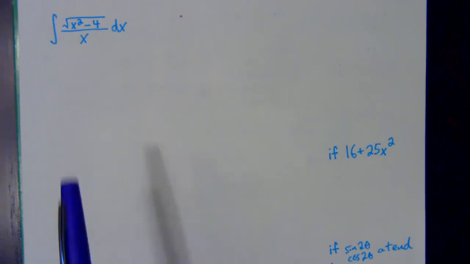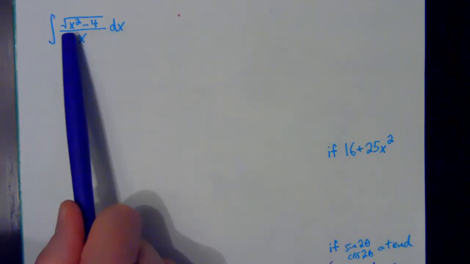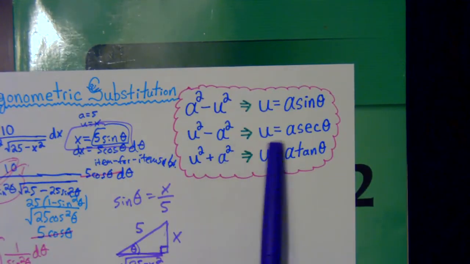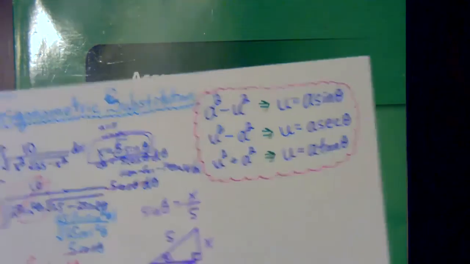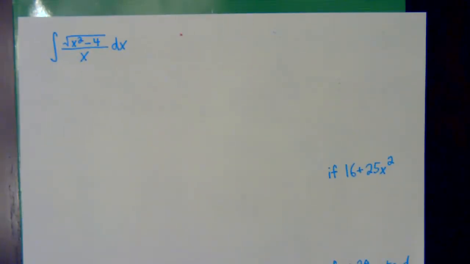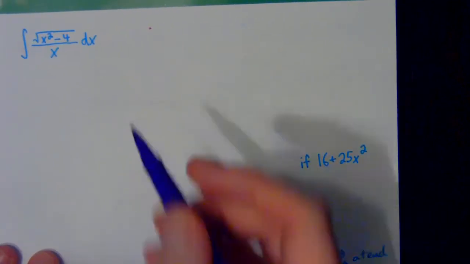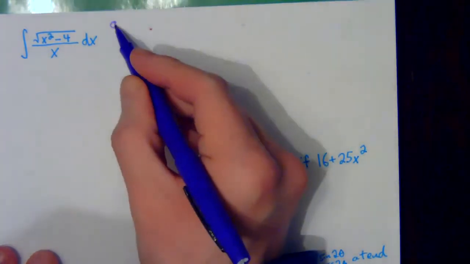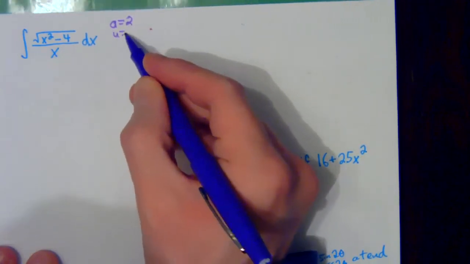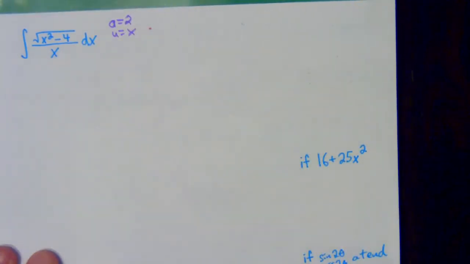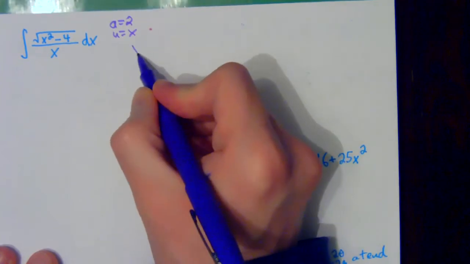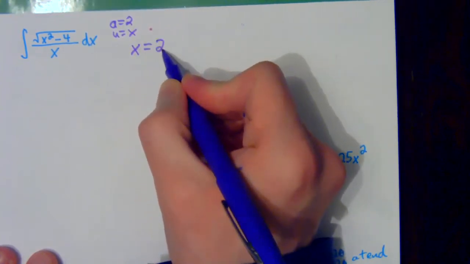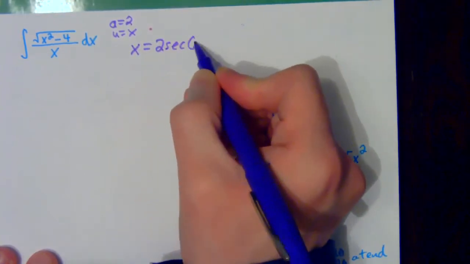So when I look at this, it's not a u-substitution, all right? I see a variable part squared minus a number part squared. So that's going to be the pattern where u equals a secant of theta. So when I look at that, I see my a is equal to 2, my u is just equal to x. So when I make that initial substitution step, u equals a secant of theta, which means x equals a, that 2, times the secant of theta.